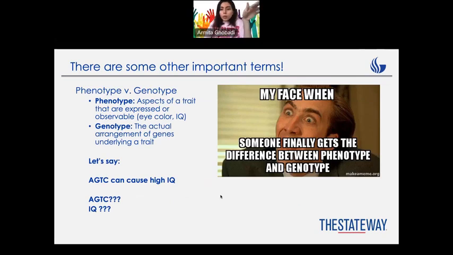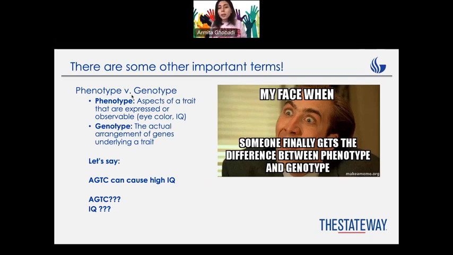There are 2 other important terms that you have to know, and definitely you're gonna have exam question based on that. Phenotype and genotype. Genotype is just the actual arrangements of the gene underlying a trait. For example, genotype again can be AGTC. But phenotype is just the aspect of the trait that you can see. The definition of genotype is very similar to gene, but the point here is genotype and phenotype always pair together. We're going to use them together.